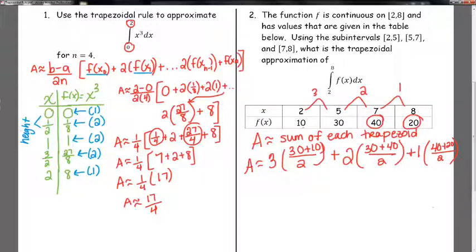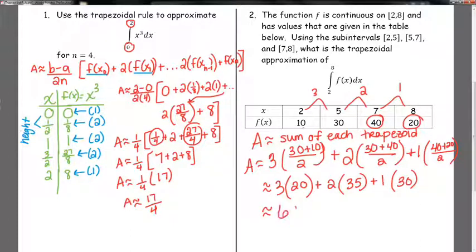And so this is approximately 3 times 40 plus 10, that'll be 40, this will be 20, plus 2 times, looks like 35, plus 1 times 30. So this is approximately 60 plus 70 plus 30, and so my approximate area is 160.